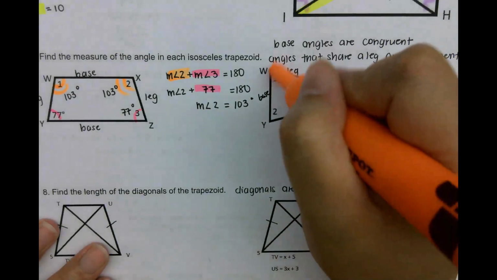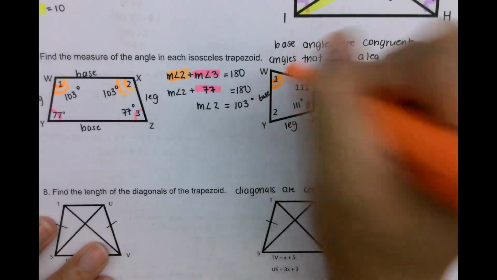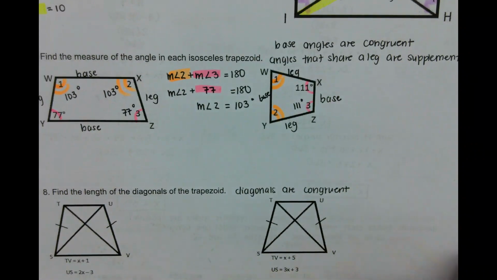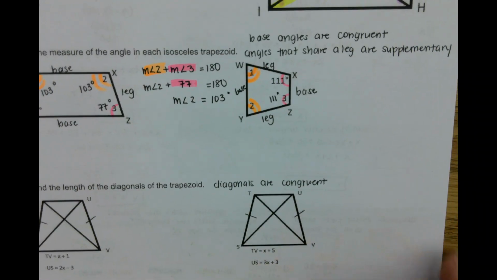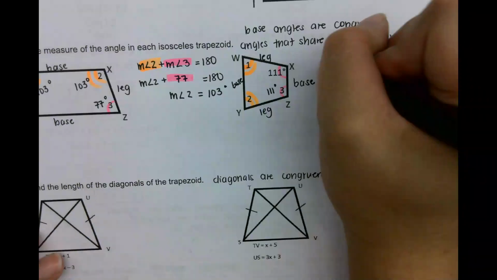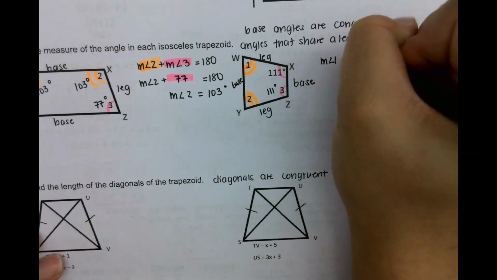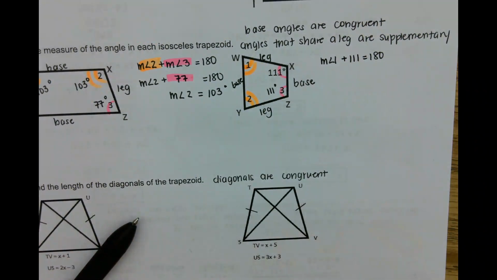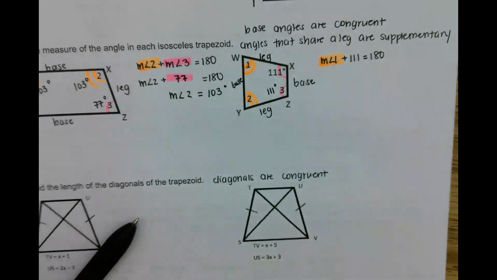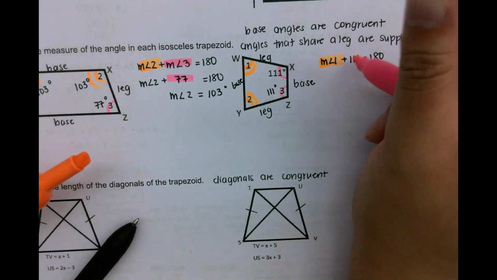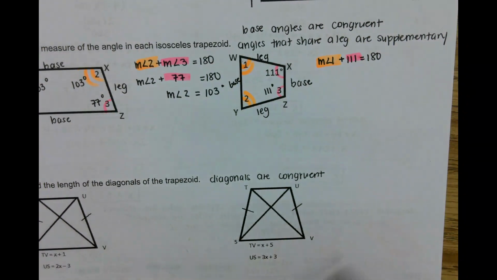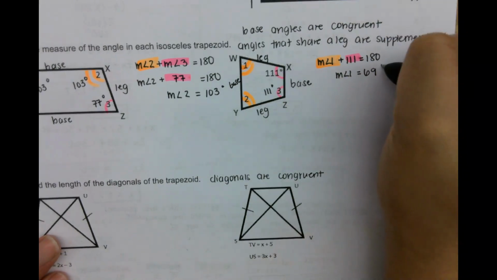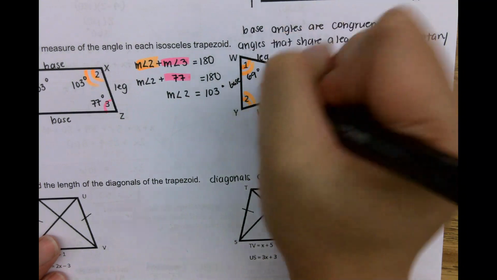So here's the base angles are congruent, so angle 1 and angle 2 are congruent. And we know that angles that share a leg are supplementary, so that means angle 1 plus this 111 here should equal 180. Okay. Subtract 111 on both sides. Angle 1 is 69. So this is 69 degrees, which means this is 69.